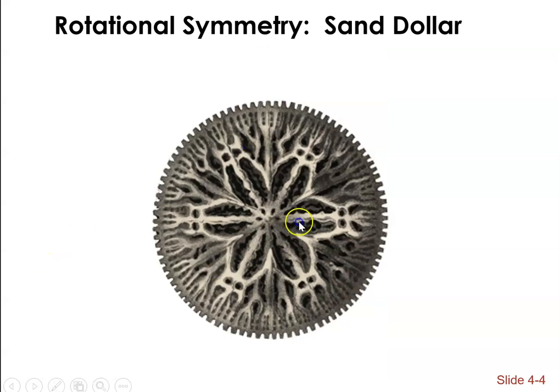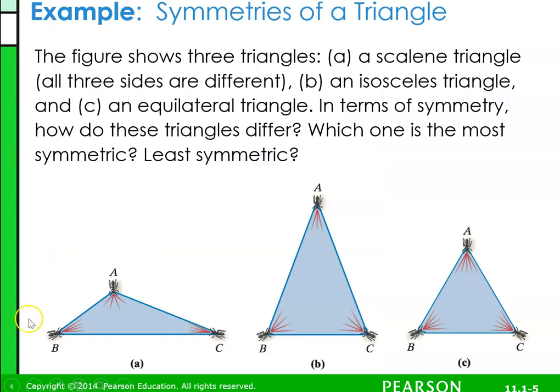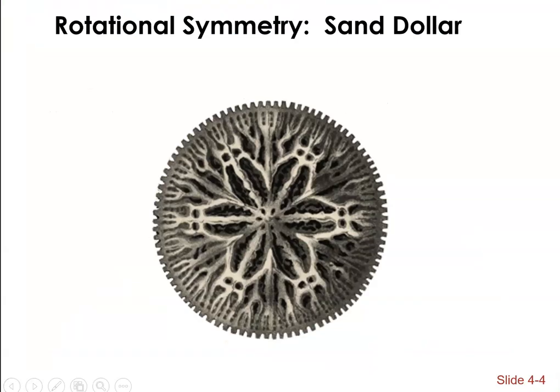Then we also have rotational symmetry. So again, as we rotate this, you can see these are maybe leaves or stems. This is the key component right in here. So as I rotate that, it's going to be the exact same thing with the sand dollar. Okay, so those are bilateral and rotational symmetry.